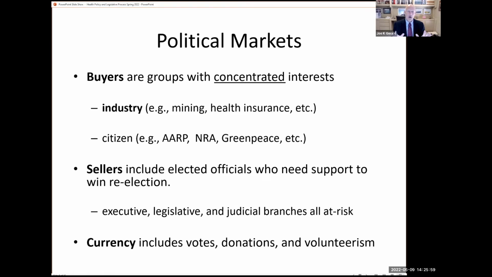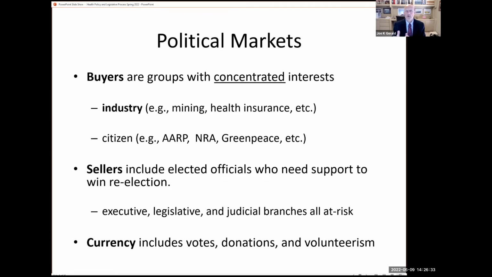Who are sellers? Well, sellers are elected officials who need support to win re-election, right? They're the people who write the laws. They're the people who make the regulations. And this can include elected officials in the executive branch, like the presidency here in the United States, or governors of our particular states. It could be the legislators, senators, representatives that we send to Washington, D.C. to act on our behalf. And in some cases in the United States, some judges are actually elected at state levels.